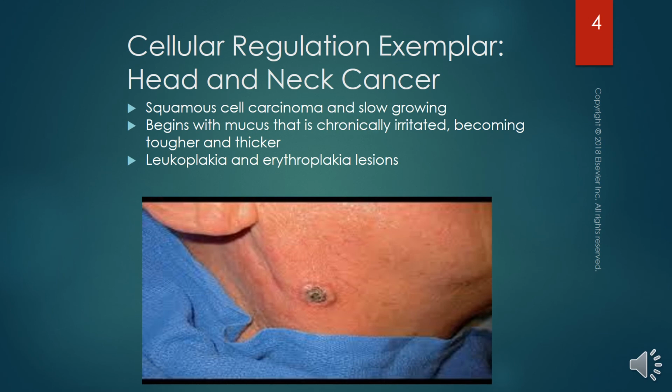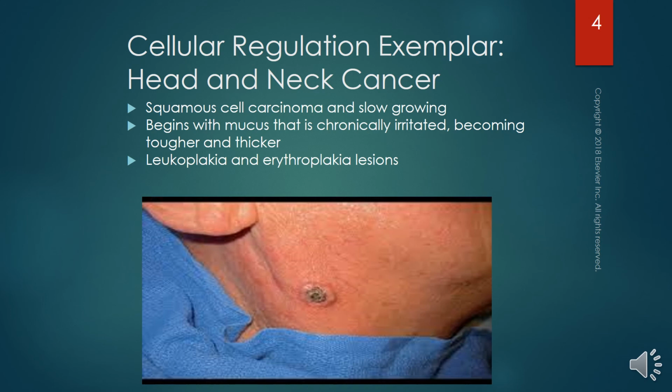Because we're talking about the upper respiratory system, our exemplar for the cellular regulation is going to be head and neck cancer. So squamous cell carcinomas, most head and neck cancers are squamous cell carcinomas, and they usually begin with a mucosa that's chronically irritated, becoming tougher and thicker. So always think about the guys that dip. That dip that they have in the same spot in their mouth irritates that area. It's chronically irritated and it just gets white and tough and really thick.